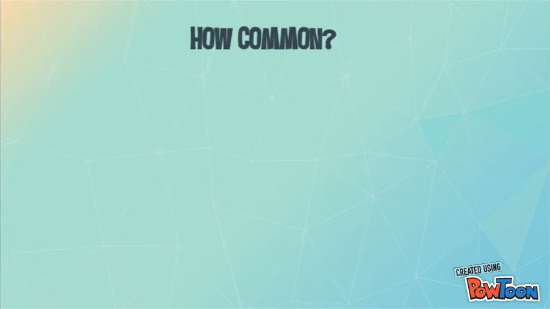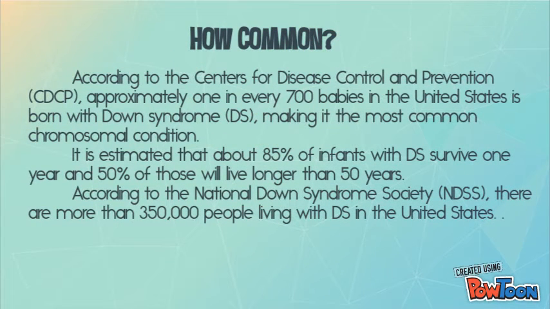According to the CDCP, approximately 1 in every 700 babies in the US is born with DS. It is estimated that about 85% of infants with DS survive 1 year and 50% of those will live longer than 50 years. According to NDSS, there are more than 350,000 people living with DS in the US.